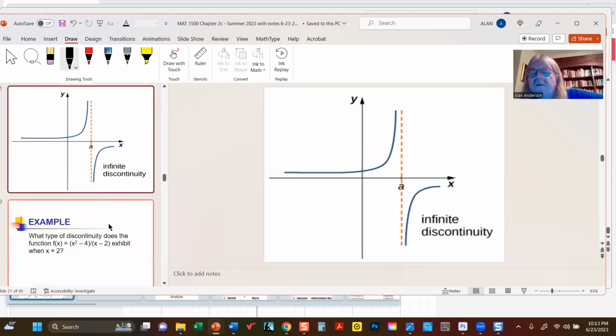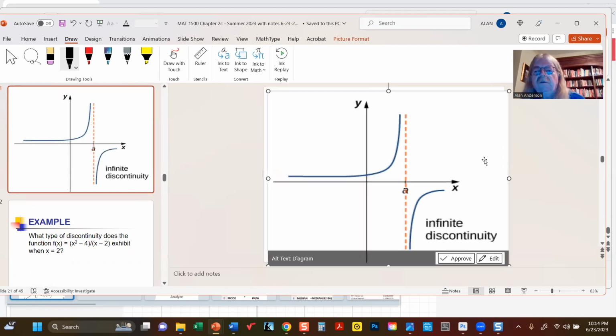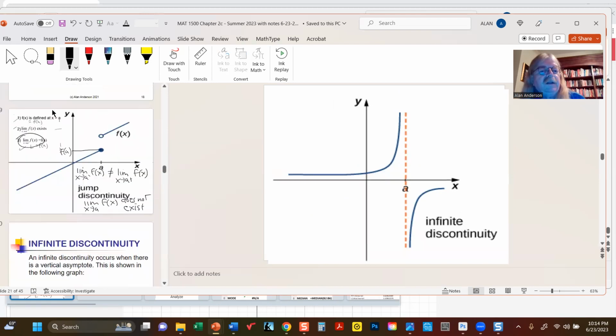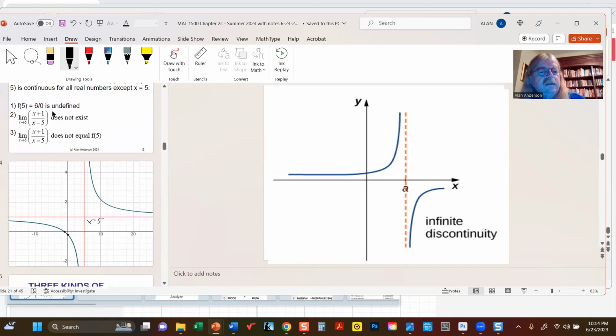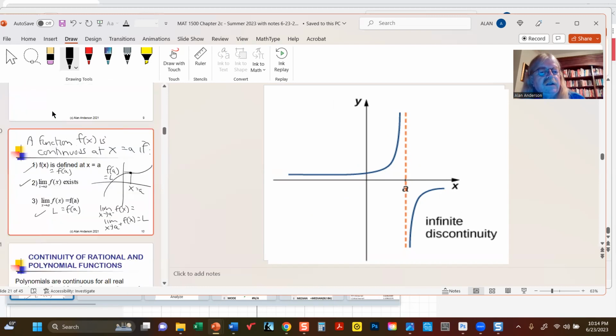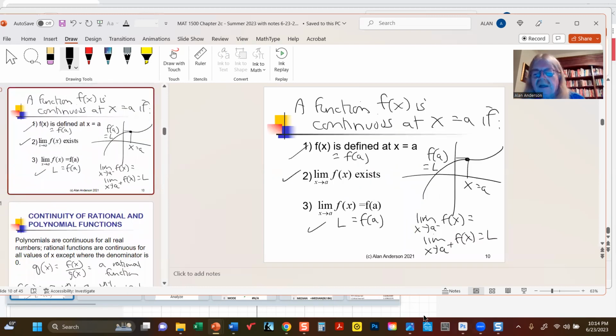Now, infinite discontinuity, this is the one where we have an asymptote. Oops. All right, let me get a copy of that graph again. Not graph, chart. Here we go. All right, I need to copy this again.